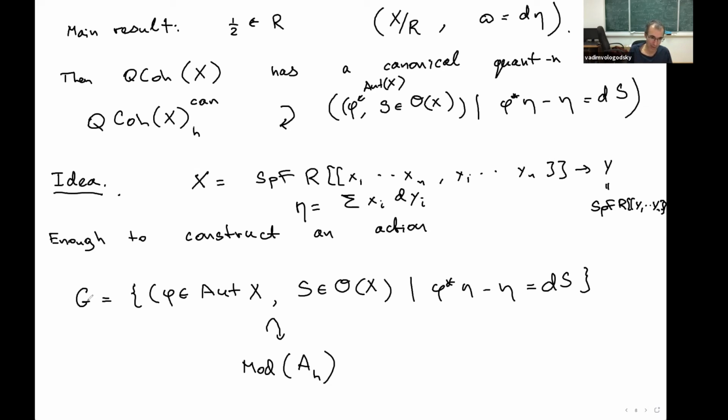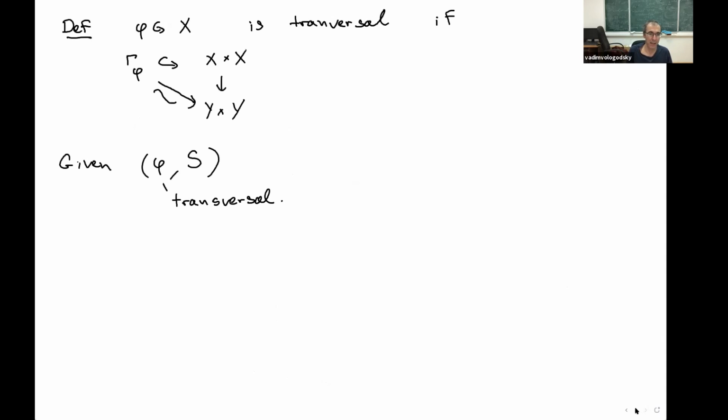But again, the main point here is constructing the action of this group G on this category. So this group G does not act on the algebra itself. It acts only on the category. And so given an element, we want to construct its action on the category of A_H modules. So define its action on modules over A sub H. Well, how do you define this action?